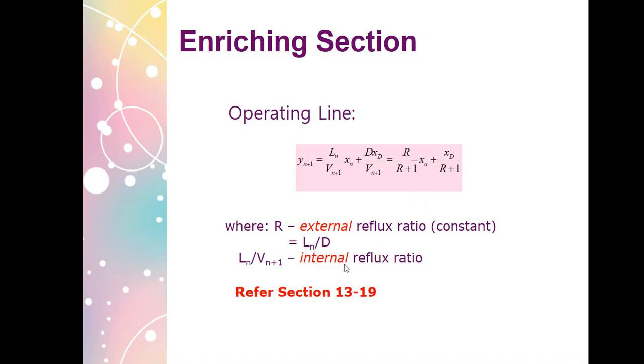And we also have what we call the internal reflux ratio, which is L sub n over V sub n plus 1. So take note, the R here is the external reflux ratio, the L sub n divided by D. And this particular equation for the enriching section or rectifying section operating line is the one that you see in section 13-19 of your handbook.